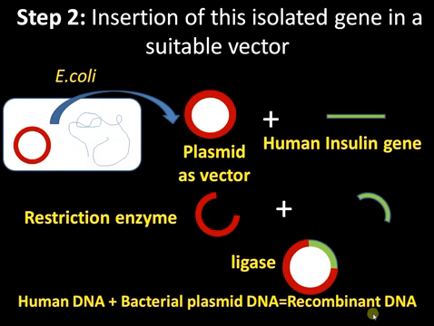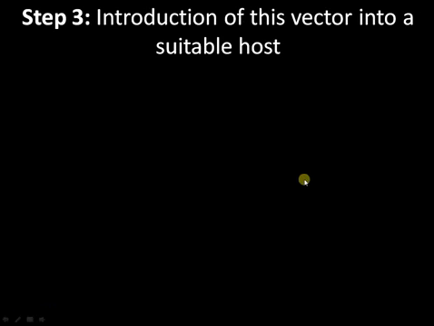Now we have the recombinant DNA molecule or chimeric DNA. A recombinant DNA molecule is a DNA molecule whose DNA are from different sources. You can see right here we have a recombinant DNA molecule with human DNA and bacterial plasmid DNA mixed together. So recombinant DNA molecule is just a recombined DNA molecule from different organisms. So the second step is over. We have inserted our human insulin gene into a vector.